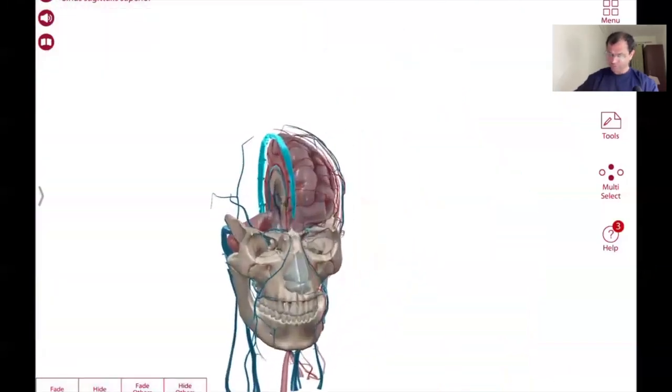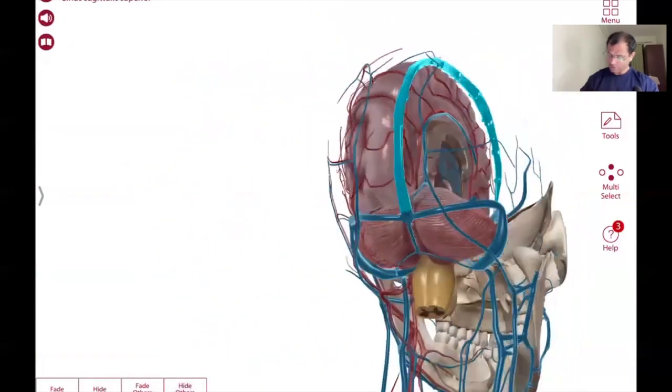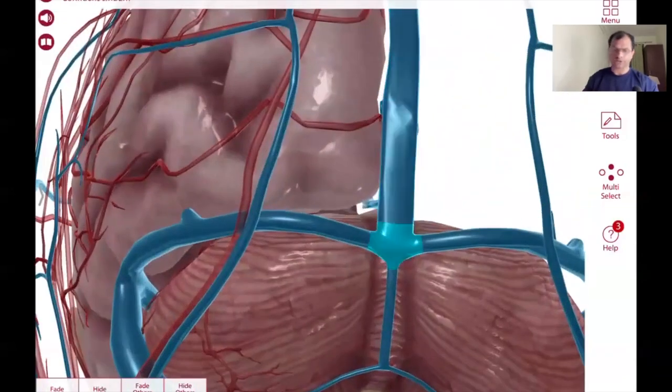So first we're talking about the superior sagittal sinus. This is the superior sagittal sinus. It is reaching to the confluence of sinuses. Okay, this is the right.